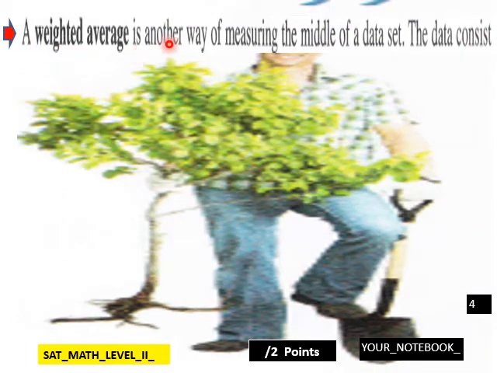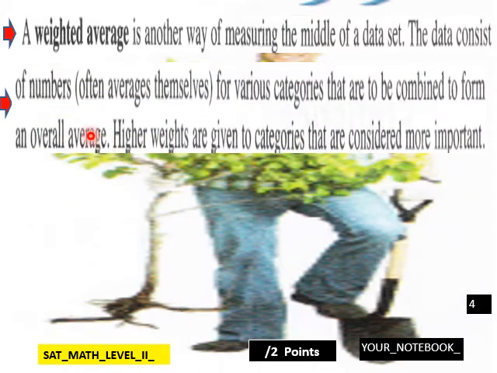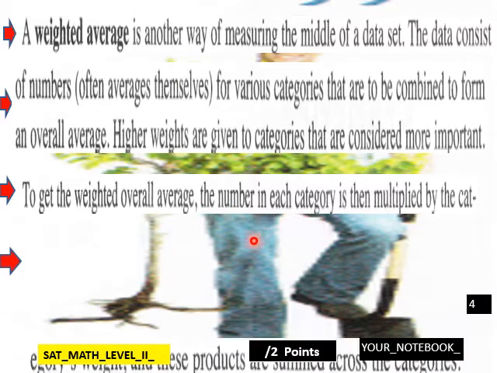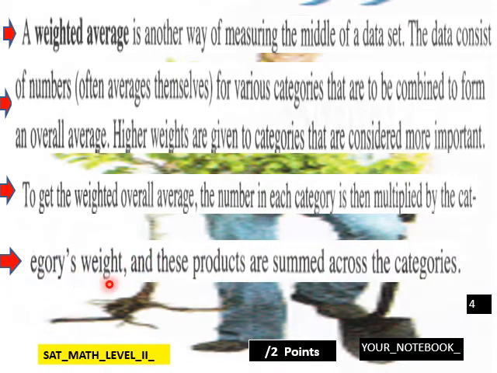A weighted average is another way of measuring the middle of a data set. The data consists of numbers, the averages themselves, for various categories that are to be combined to form an overall average. Higher weights are given to categories that are considered more important. To get the weighted overall average, the number in each category is multiplied by the category's weight, and these products are summed across categories.